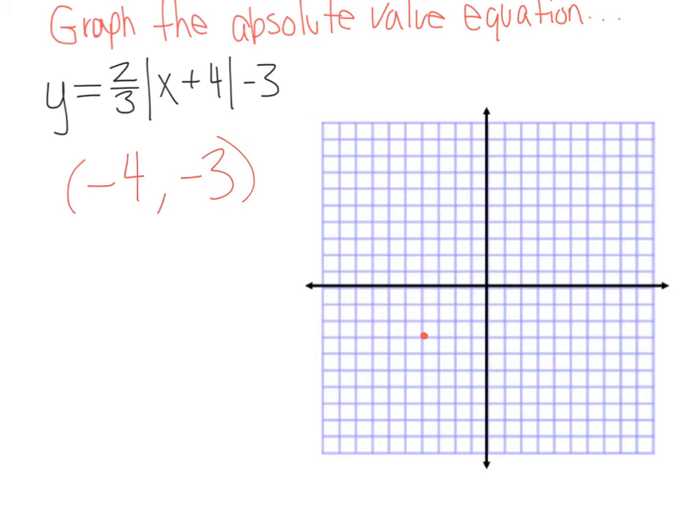Next I'm going to figure out what my slope is. The slope is given to us by whatever the compression or the stretch is, so the number that's in front of the absolute value. That's going to be 2/3. It's already written as a rise over a run. So I am going to plot my next few points. Starting from my vertex, we're going to go up 2 and over 3: up 2 over 3, up 2 over 3, up 2 over 3, and so on. I'm going to go ahead and plot those points.